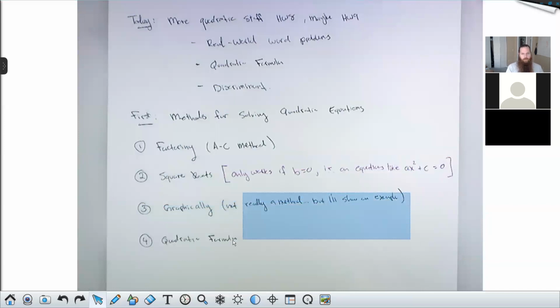Graphically, of course, this only works if you've got the graph. Factoring only works if you can come up with the numbers that you need to factor. The quadratic formula is the one that's kind of always going to work, right? This will never let you down, but it's kind of a pain. Factoring is the most common method. This is what will work the vast majority of the time.